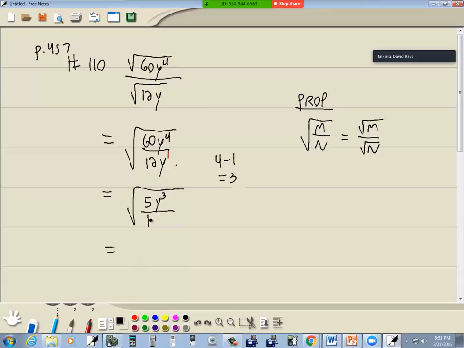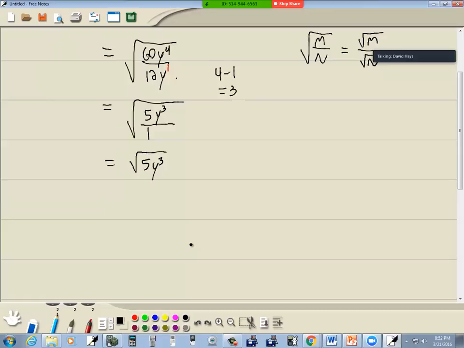Now all of a sudden we got a 1 down here, so this just simply becomes a square root of 5y to the third. Now that we can simplify some though, because y to the third is 3 y's. And remember, with square roots, we're looking for a pair of somethings. So this pair of y is going to come out as a single y. So we got y square root of 5y. And that's our answer.